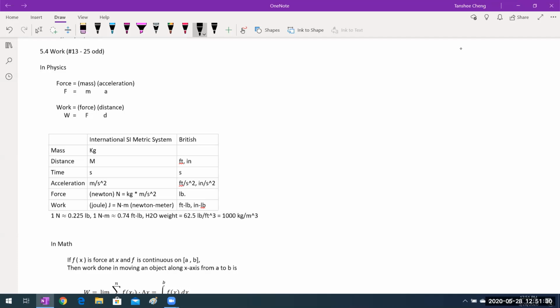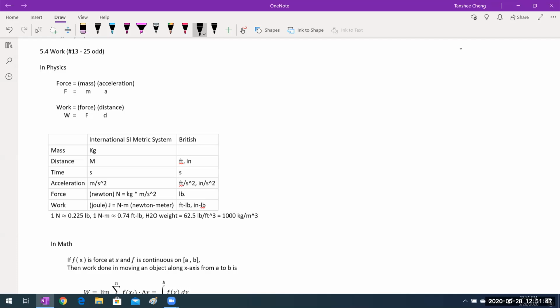So what is work? Work is basically force times distance. What is a force? If you have an object, like if you put it on a table, and you're pushing it or pulling it, those are the forces that we are talking about.